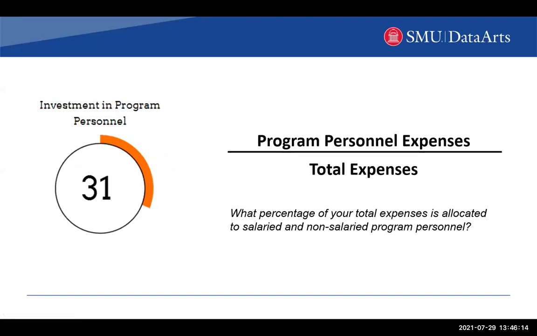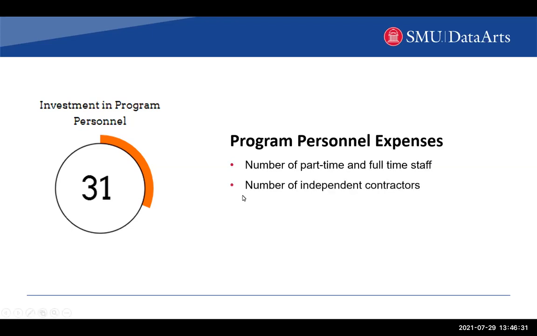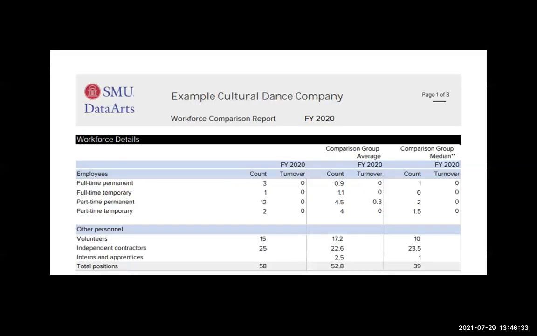Finally, we'll look at investment in program personnel. This indicator is calculated as program personnel expenses divided by total expenses. So for this indicator, they'll want to start with their program personnel expenses and then break that down further. This might include looking at the number of part-time and full-time staff and independent contractors. They can also access the staffing comparison report from the Data Arts platform to help them do this analysis. This is a comparison report, so it includes their data as well as data from a comparison group.